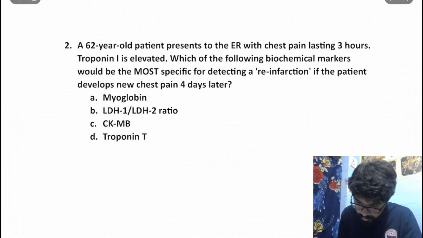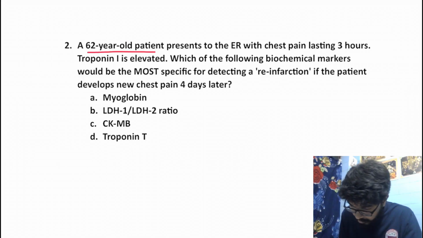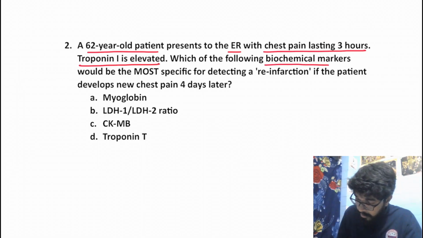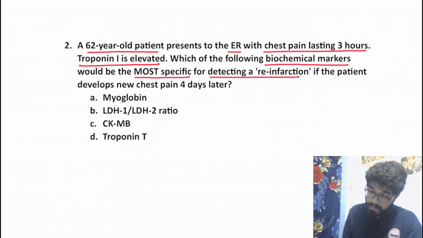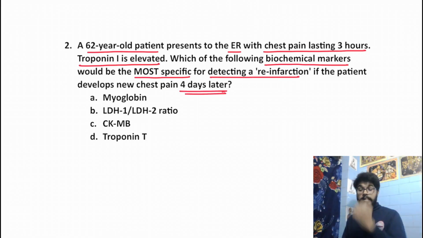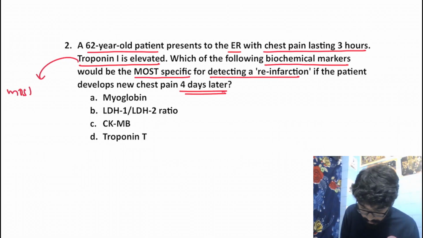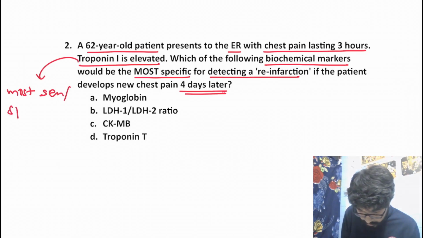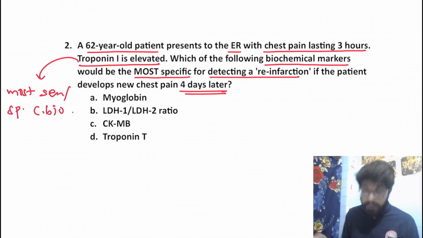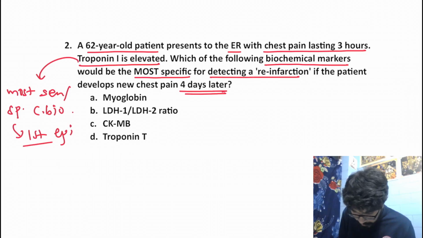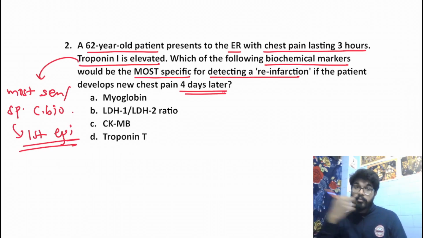A 62-year-old patient presents to the ER with chest pain lasting for 3 hours. Troponin I is elevated. Which of the following biochemical markers would be most specific for detecting a reinfarction if the patient develops new chest pain 4 days later? Okay. Now, we all know that troponin I is the most sensitive and the most specific cardiac biomarker, but that is for the first acute episode, right? Not for a reinfarction.